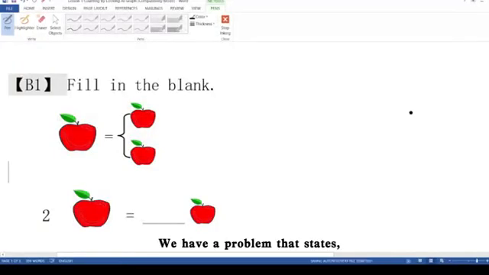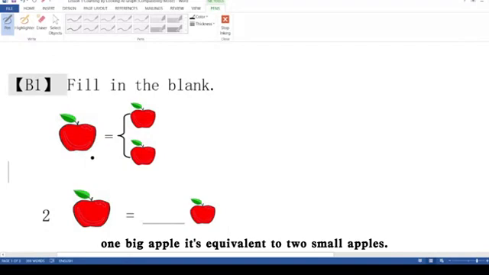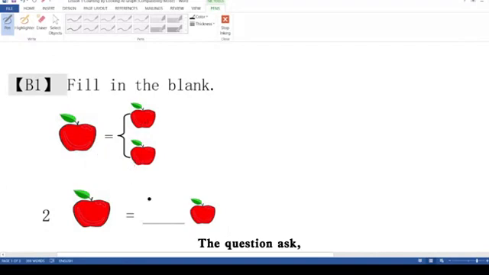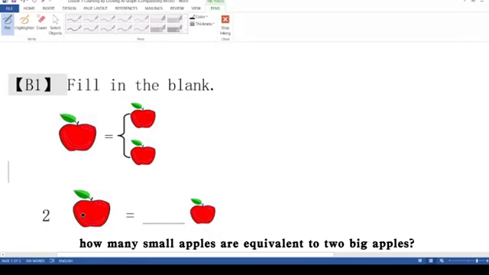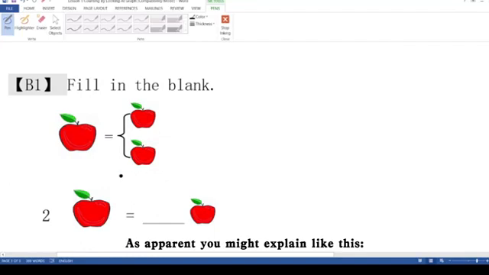We have a problem that states one big apple is equivalent to two small apples. The question asks how many small apples are equivalent to two big apples. As a parent, you might explain like this. One big apple equals two small apples.